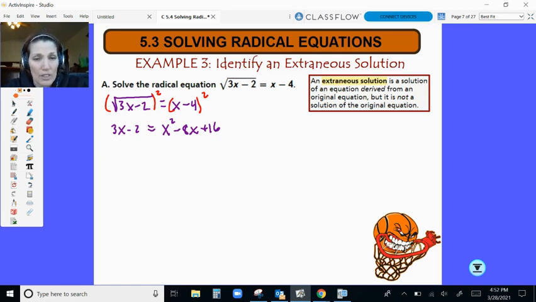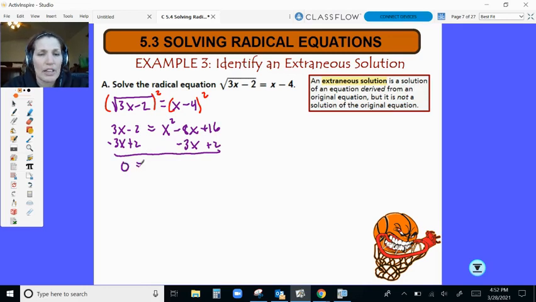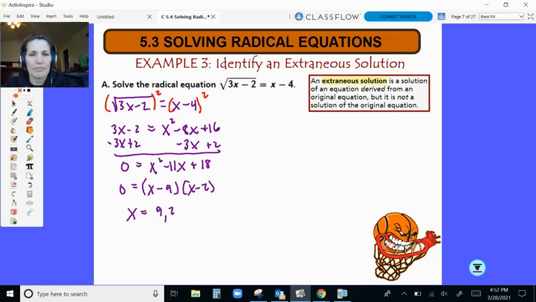Well, now I have a quadratic all of a sudden. So now I'm going to have to get this all equal to 0. So this becomes 0 equals x squared minus 11x plus 18. And now factors of 18 that add up to negative 11 give me x minus 9, x minus 2. So our solutions are going to be x equals 9 and 2. Okay? Well, let's see how that does for us.